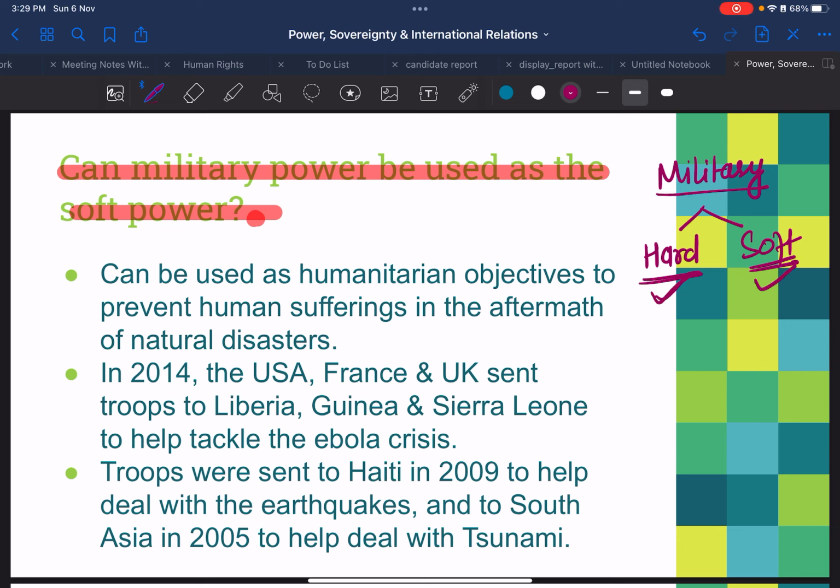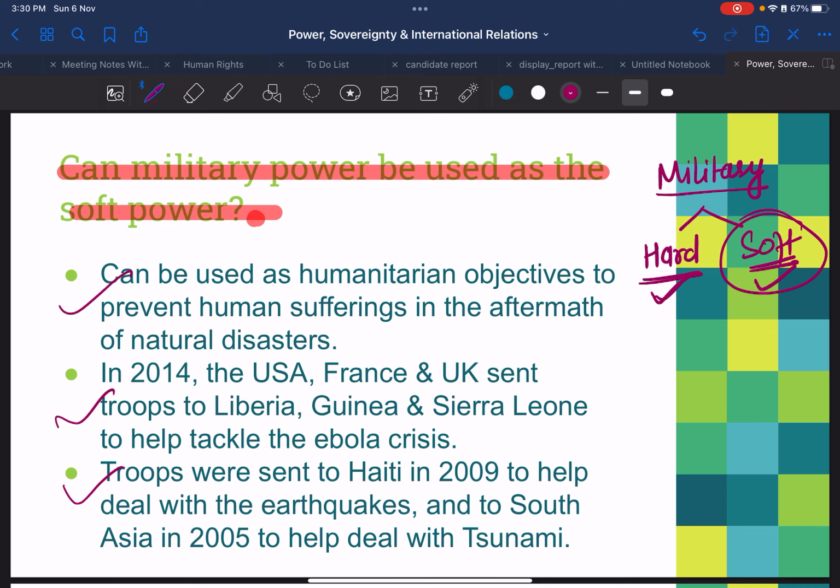When it is using all the hard tools to take revenge on country B. Soft, when it is used as humanitarian aid by sending the troops. In this video only, I spoke a while earlier about the soft usage of the military by deploying the troops to help in the humanitarian crisis, right? So these are the examples where it has been done.